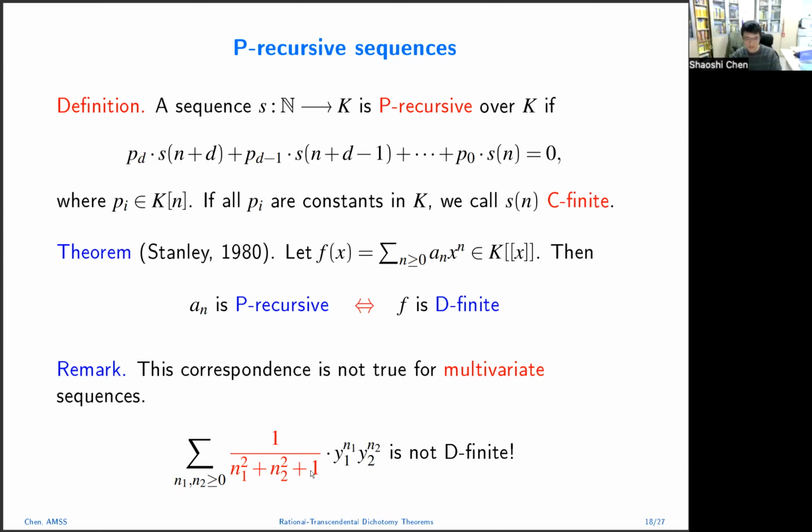For instance, if the coefficient is of this form, 1 over n1 squared, this is a very simple coefficient, and with each variable, they satisfy a first order linear recurrence. But the generating function is not D-finite. So this is actually a very complicated power series.